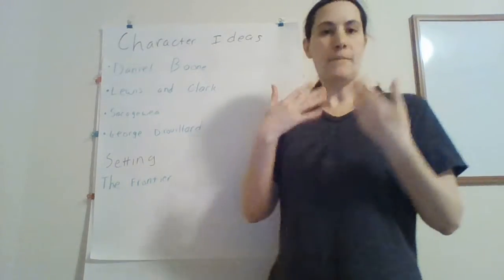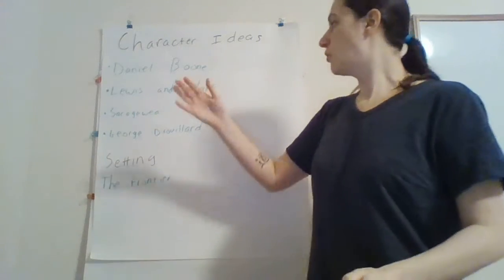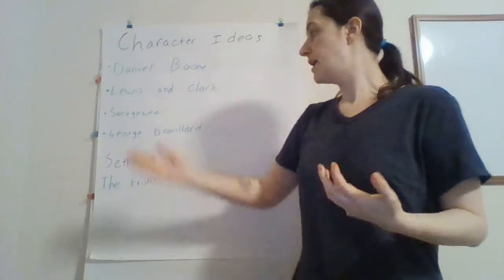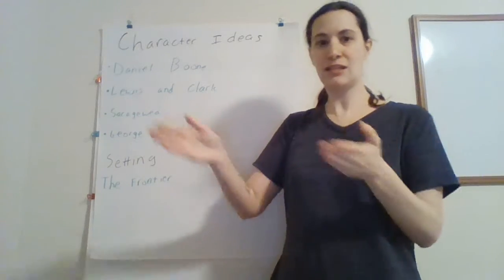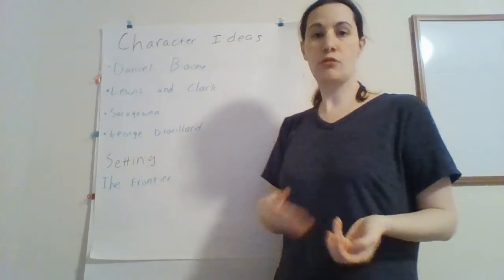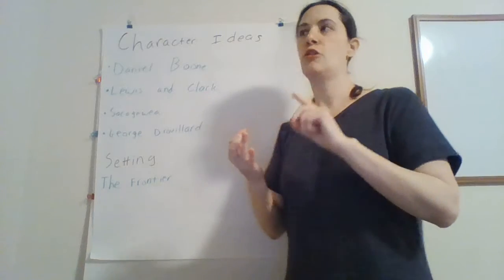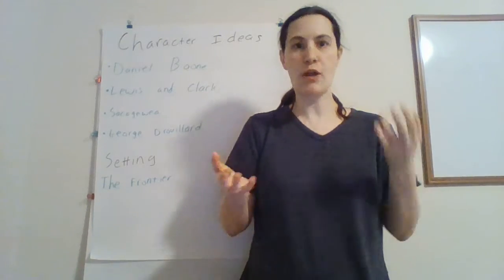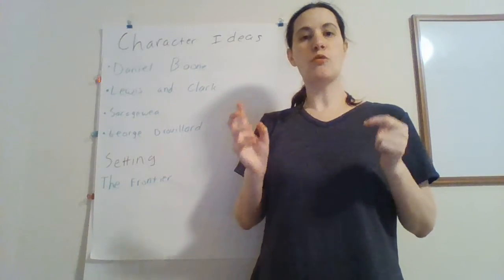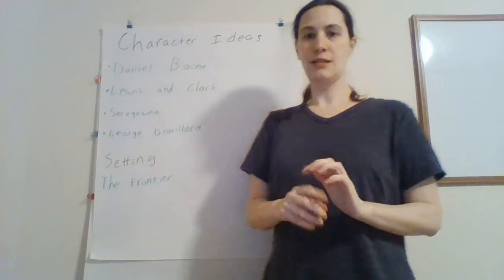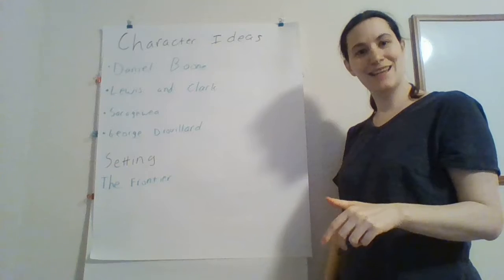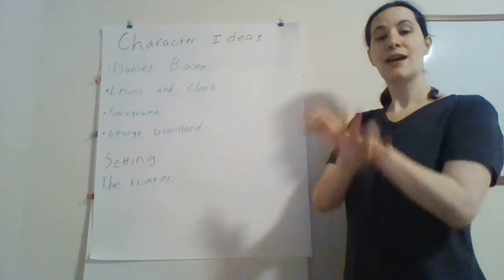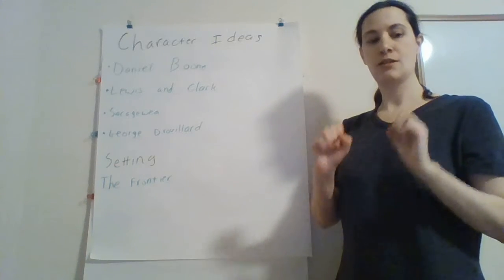Daniel Boone, blazing a trail through the Cumberland Gap. Lewis and Clark, heading westward. Sacagawea, who met them partway through, had her baby, and then continued on with them. George Drouillard, who served as a hunter, trapper, translator, right? A very skilled man. So if you want to pause, take some time to copy down one or two of these ideas to be the character in your story. This is the perfect time to do that.